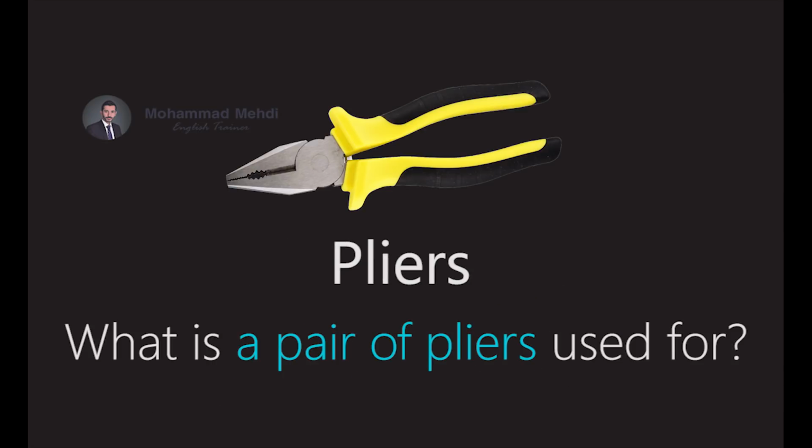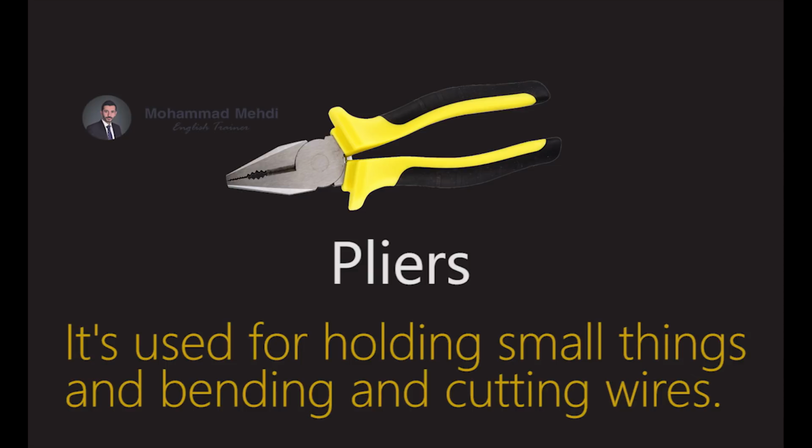Pliers. What is a pair of pliers used for? It's used for holding small things and bending and cutting wires.